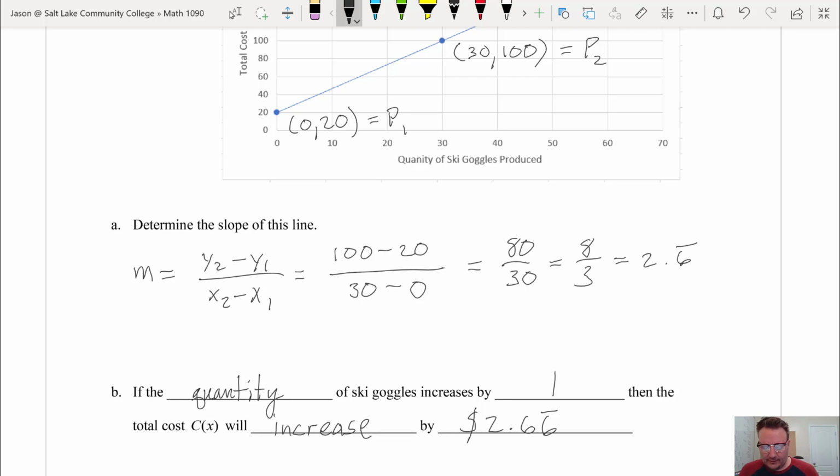All right. Okay, so that's how we interpret it. Because what is the slope? Another way to think of it is rise over run. In other words, if we increase the run amount, which is the quantity of goggles produced, by 1, then the cost, the output variable, will rise by approximately $2.66.